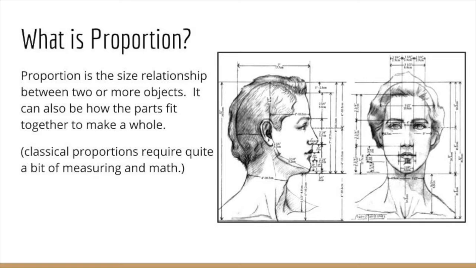Today in art, we're going to talk about what proportion is. So proportion is the size relationship between two or more objects. It can also be how the parts fit together to make a whole. Classical proportions require quite a bit of measuring and math.